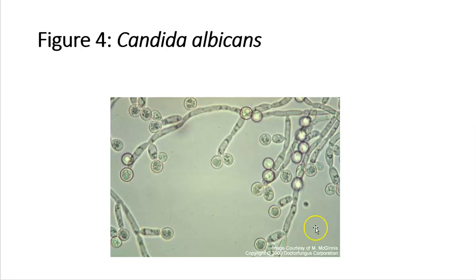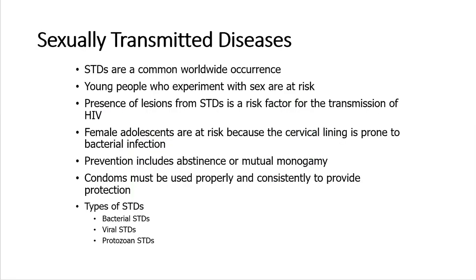So when you look at it, this is what it looks like. You can see this little hyphae and those little yeast cells. I've got another picture of Candida for you in the other slides. And then you've got to look at the sexually transmitted diseases, and we have bacterial, viral, and protozoal.